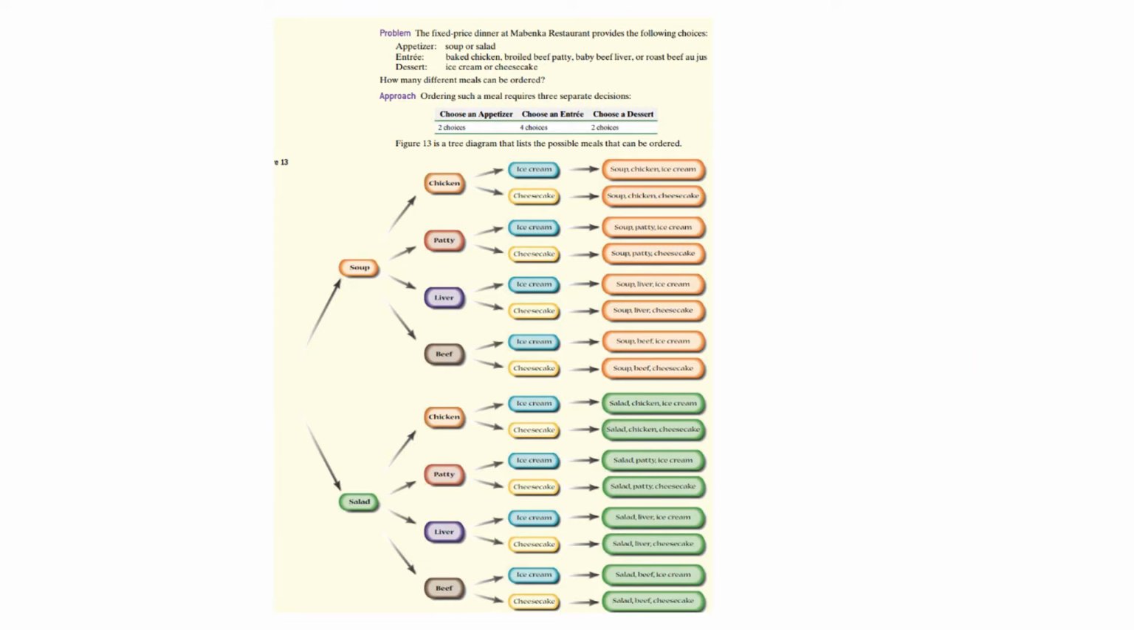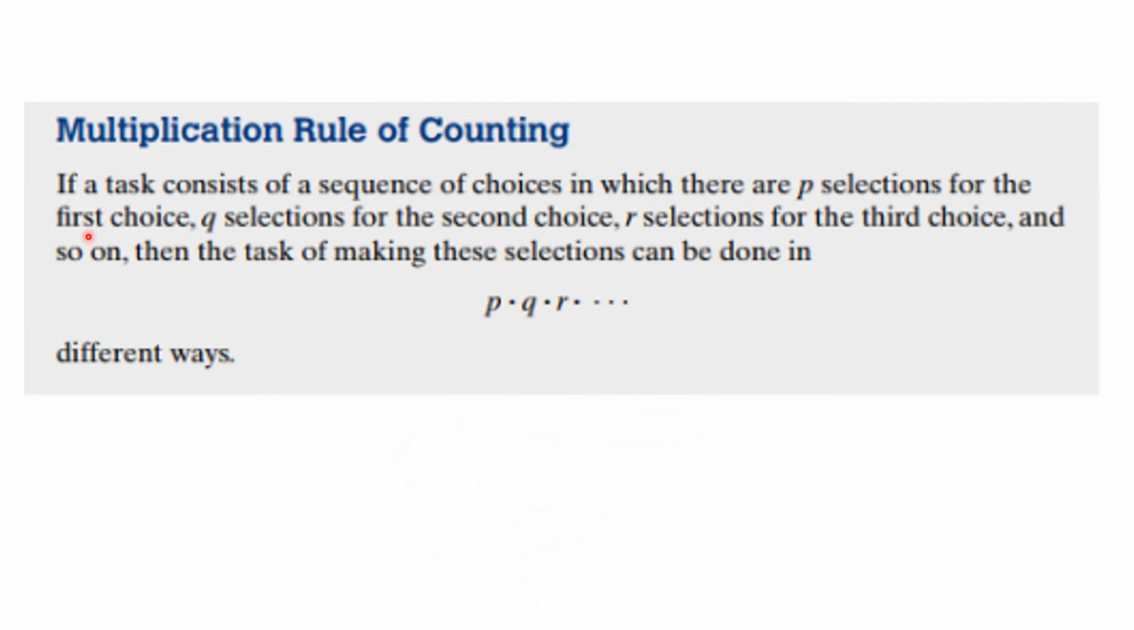Now this motivates what we call the multiplication rule of counting. If a task consists of a sequence of choices, just like I will choose my appetizer, I will choose my entree, and I'll choose my dessert. So a sequence of tasks is a sequence of choices in which there are P selections for the first choice, Q selections for the second choice, R selections for the third choice, and so on. Then the task of making these selections can be done in, just multiply all these things together, that many different ways.